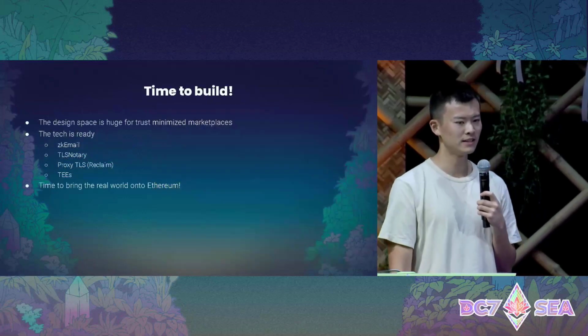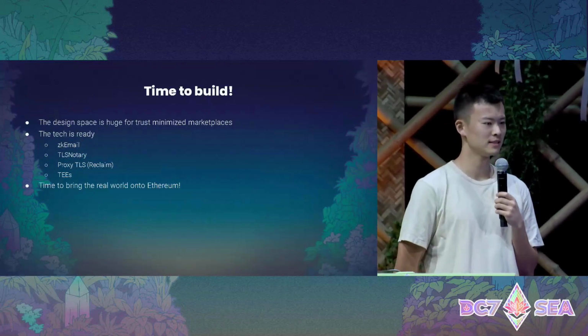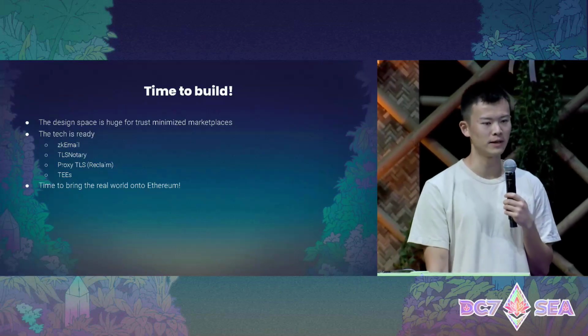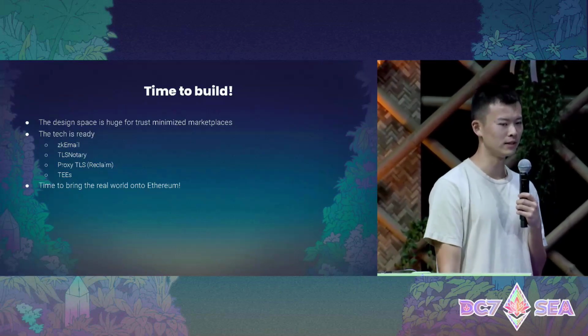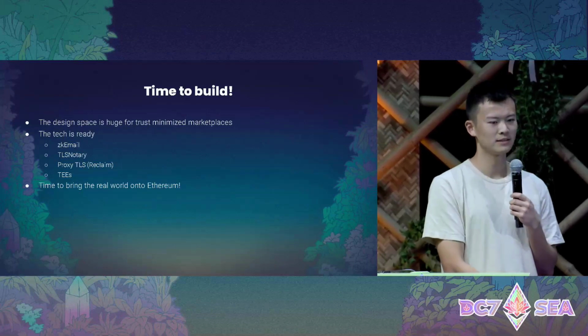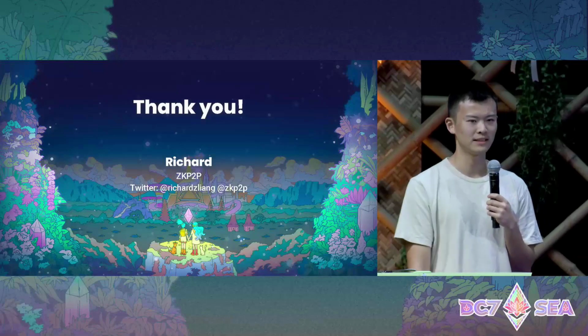In conclusion, design space is huge to do trust minimized marketplaces. The tech here is ready. Dev tooling will continue to only get better. And instead of only bringing Ethereum to the real world, I think it's time to bring some of the real world onto Ethereum. Thank you, and that's it.